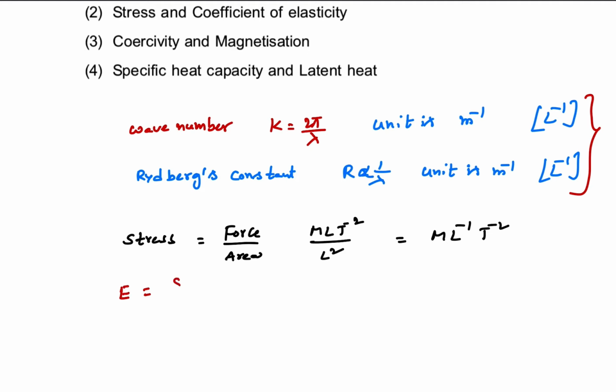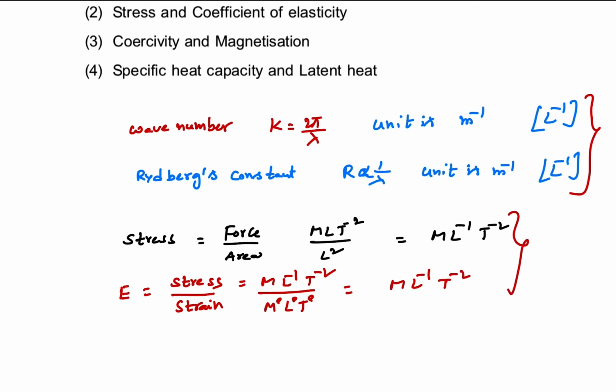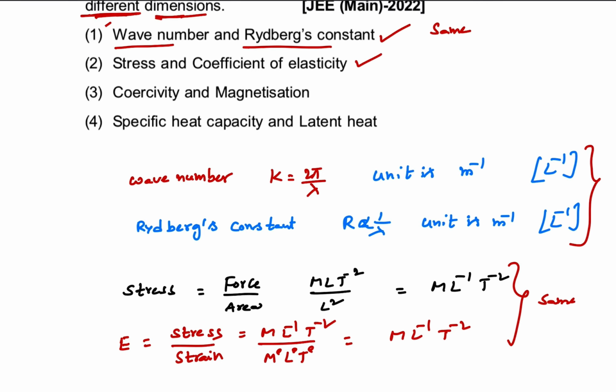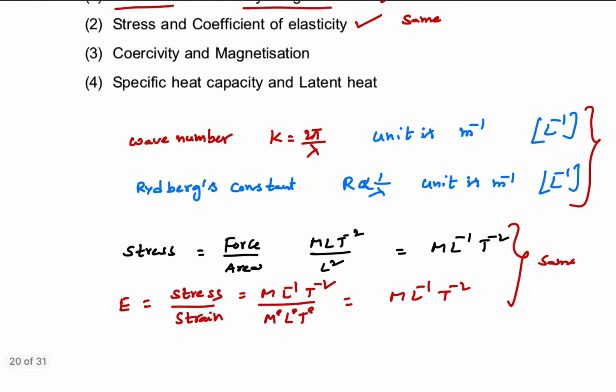Coefficient of elasticity, we can write it as E is equal to stress by strain. Stress is M L power minus 1 T power minus 2, just above I have written. Strain has no dimension, M power 0 L power 0 T power 0. So you get M L power minus 1 T power minus 2, same dimensions. So stress and coefficient of elasticity is same.